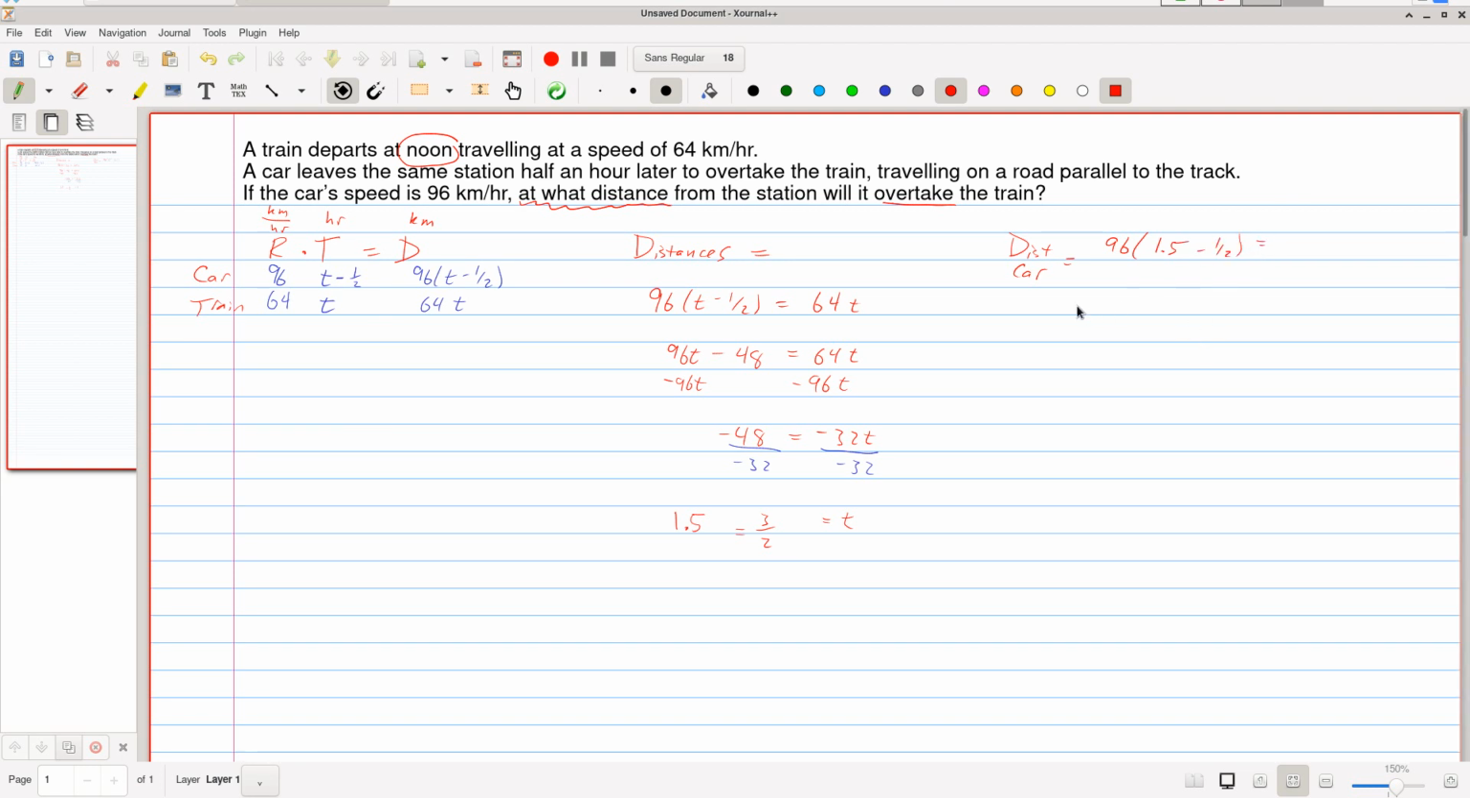So this is 96 times 1, which is 96 kilometers. Let's make sure that the train is the same distance. The distance that the train traveled is 64 times t. Our t value is 1.5. 64 times 1.5 is also 96 kilometers.